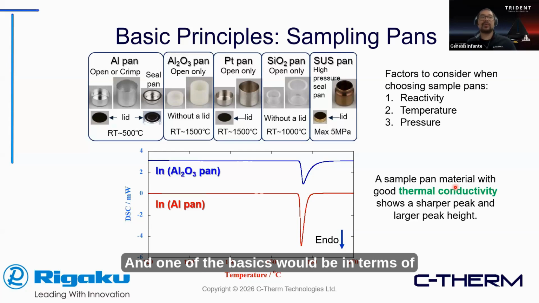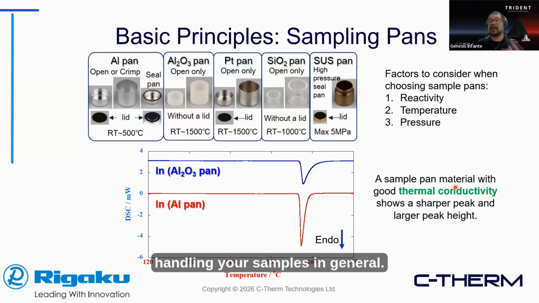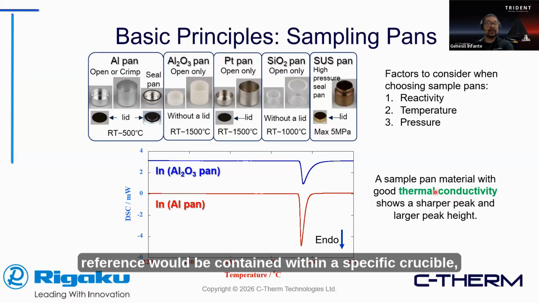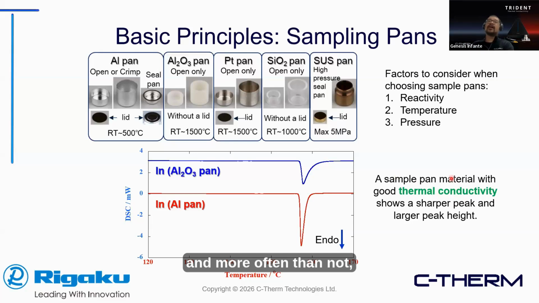And one of the basics would be in terms of handling your samples in general. So I mentioned that you have a DSC, and that sample or reference would be contained within a specific crucible. And more often than not, the choice of that crucible or sample pan in this case is a big factor that directly affects the quality of your DSC data.